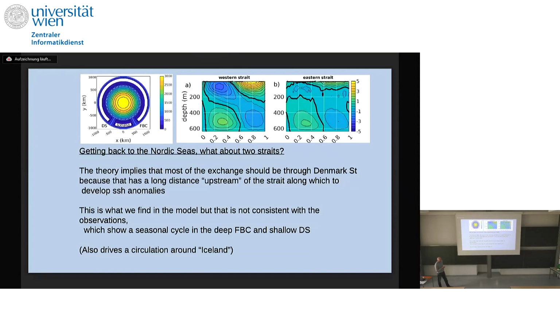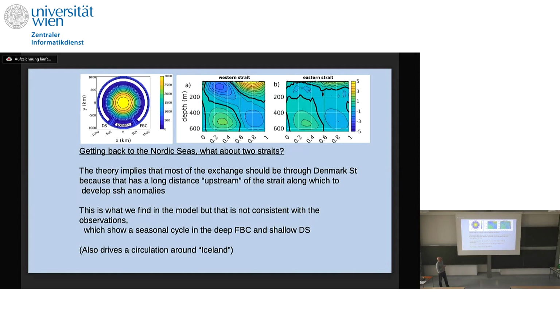Okay, I motivated this with the Nordic Seas and 2 straits, and I was really interested in this dichotomy between the transports west and east of Iceland. So now I'm going to return to that. Here's my marginal sea, and now I have 2 straits. I will somewhat boldly call that Denmark Strait and that Faroe Bank Channel, and this Iceland.